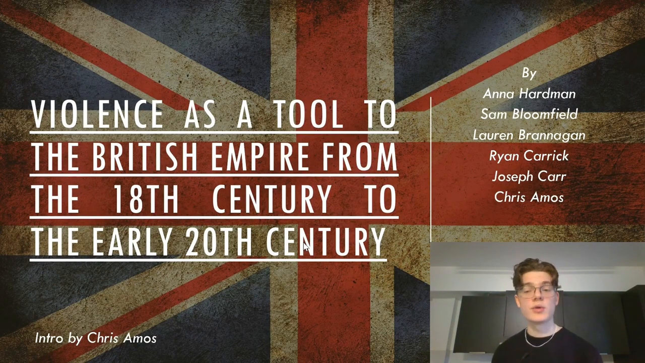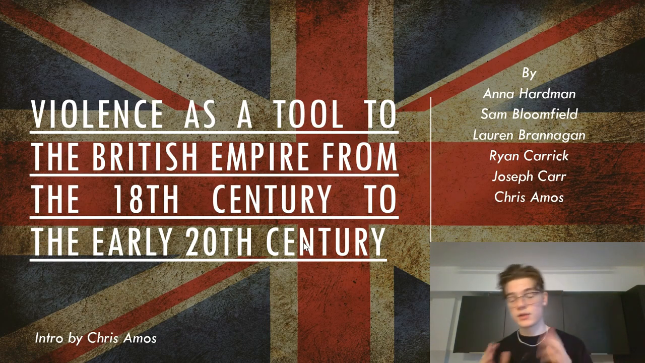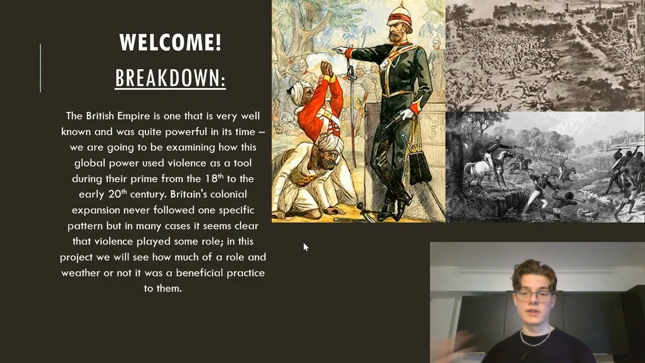This project has been put together by Anna Hardman, Sam Bloomfield, Lauren Brannigan, Ryan Carrick, Joseph Carr, and me, Chris Amos. And we're going to be looking at violence as a tool to the British Empire from the 18th century to the early 20th century. We're going to be doing this by looking at different cases throughout this time period, each of us covering a different one. So firstly, I'm going to break down the empire for you.